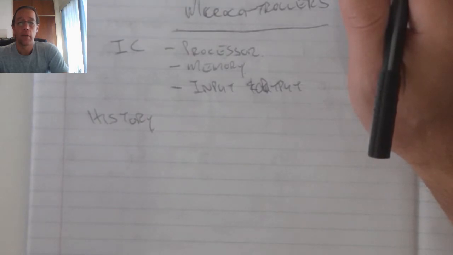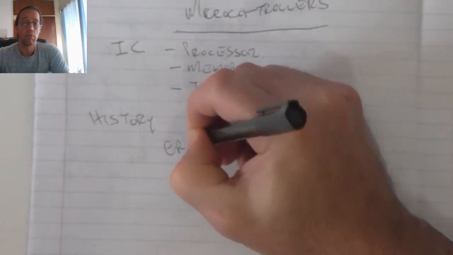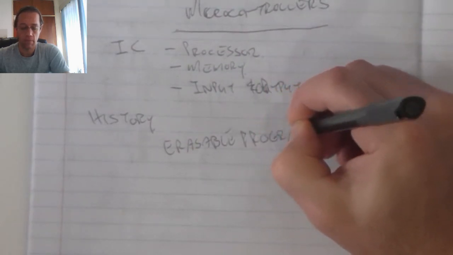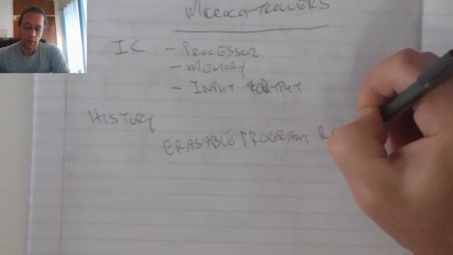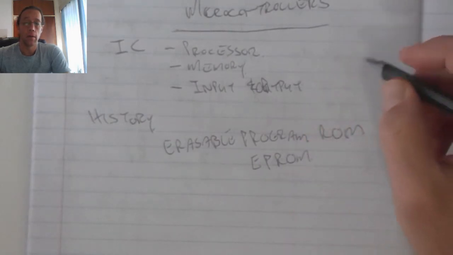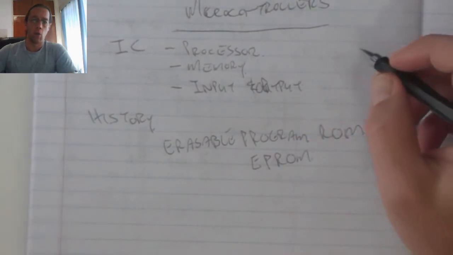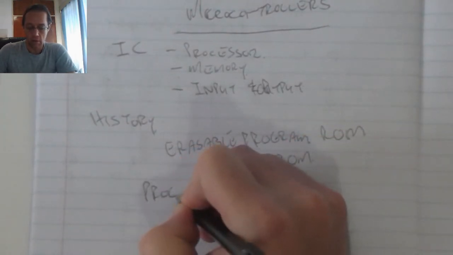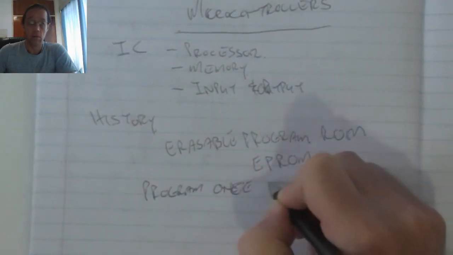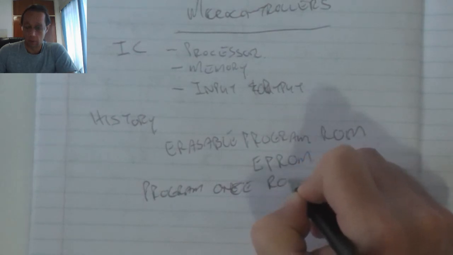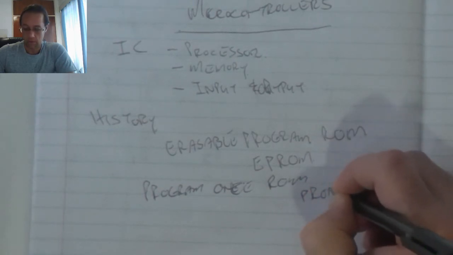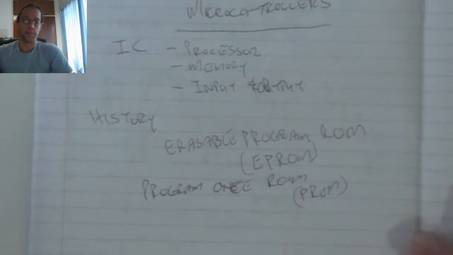The microcontroller came as either an erasable programmable read-only memory, or the EEPROM, or it came in the program once read-only memory model, or the PROM design.